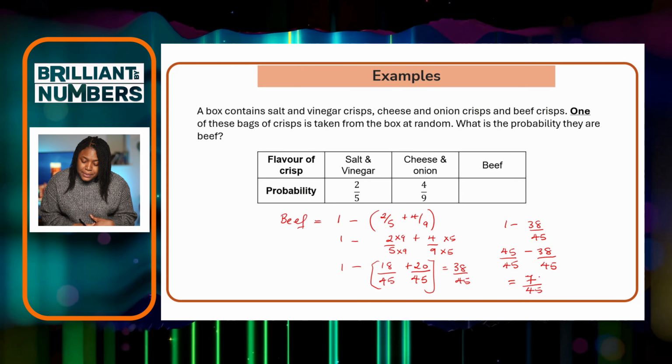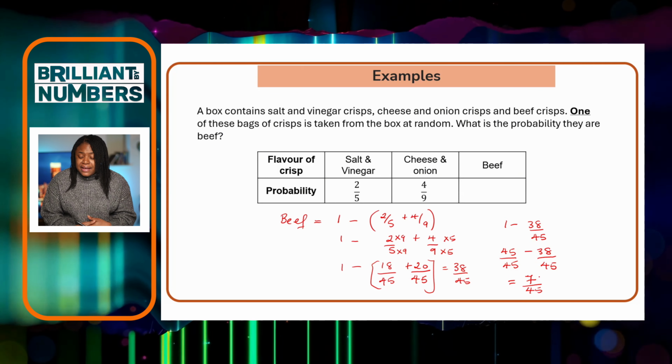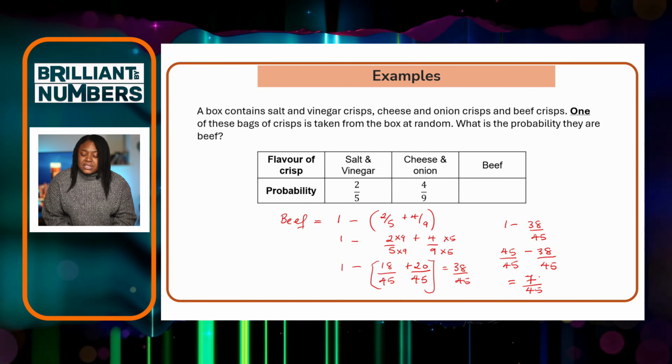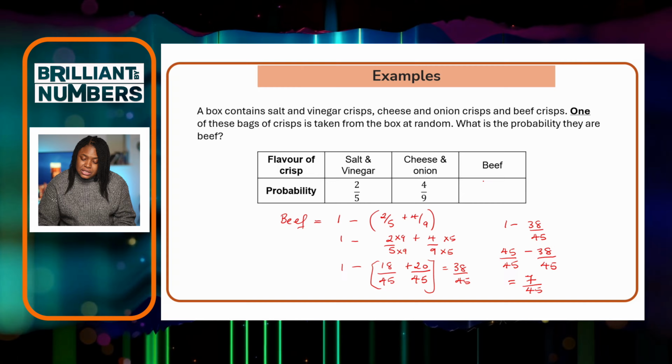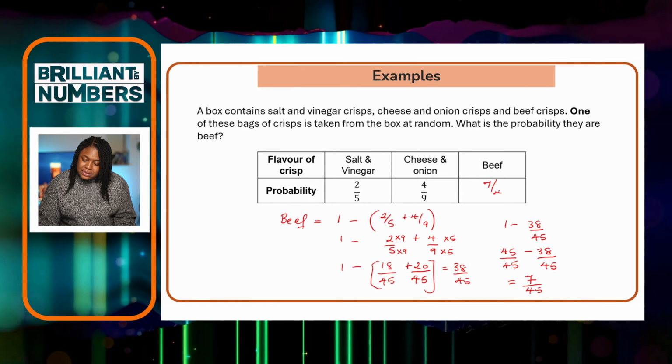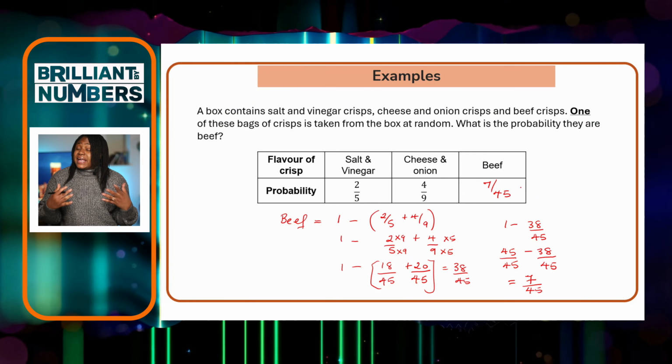I then look for opportunities to simplify. If not possible, then I will just have to keep it like that. Also, we can check to see if our answer is correct. So I'm just going to fill my table in. 7/45. I can check if my answer is correct by adding them all together and seeing if I get 1. And if I do, I know for sure I am correct.